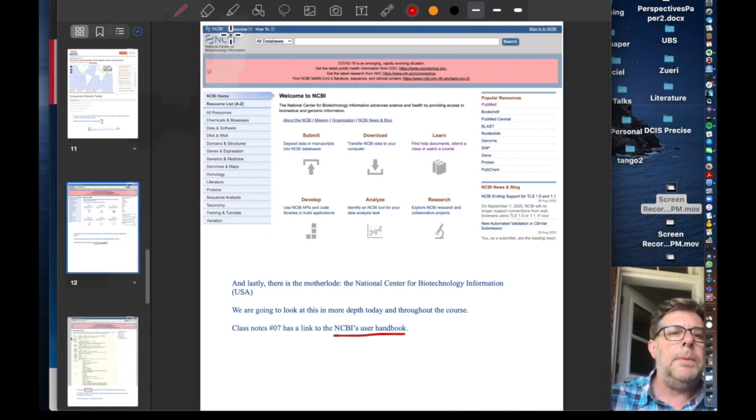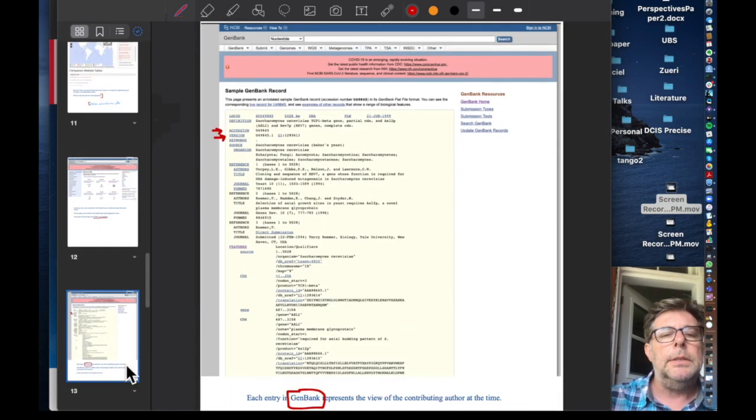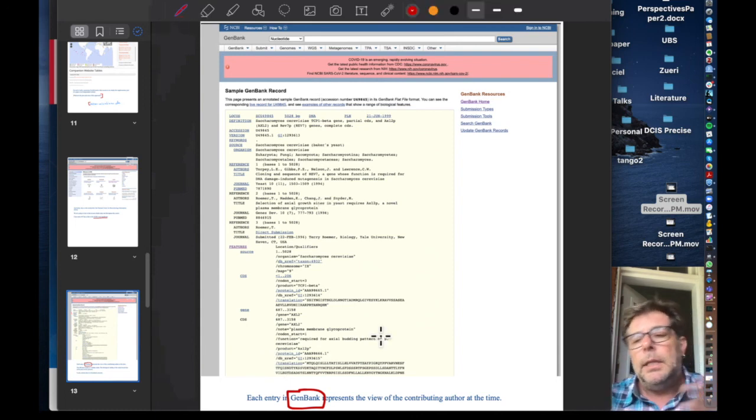Okay, so maybe the place to start is with Genbank. Because Genbank, it's mostly about sequence information. It's along that DNA to protein axis that we've been talking about. But there's a lot more in the NCBI besides this.